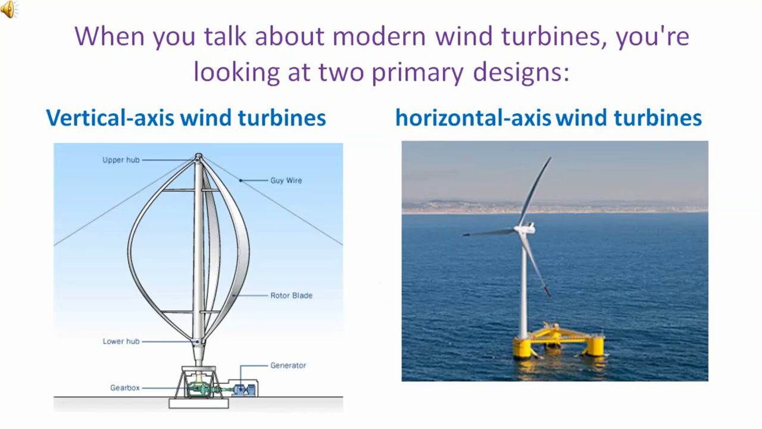When you talk about modern wind turbines, you are looking at two primary designs. First is vertical axis wind turbine. Second is horizontal axis wind turbine.